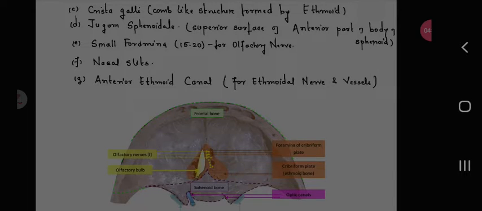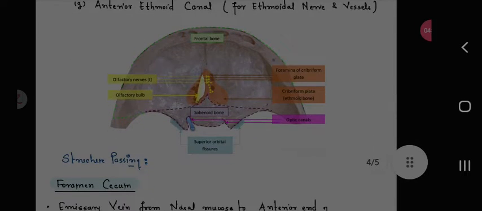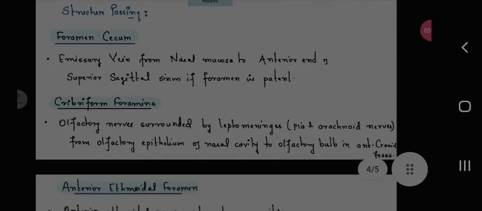Jugum sphenoidale, the superior surface of the anterior part of the body of the sphenoid. Small foramina, 15 to 20, transmit the olfactory nerve through the nasal slits. Anterior ethmoidal canal for ethmoidal nerves and vessels. Frontal bone, olfactory nerve, olfactory bulb, foramina of the cribriform plate, ethmoid bone, sphenoid bone, optic canal, superior orbital fissure.